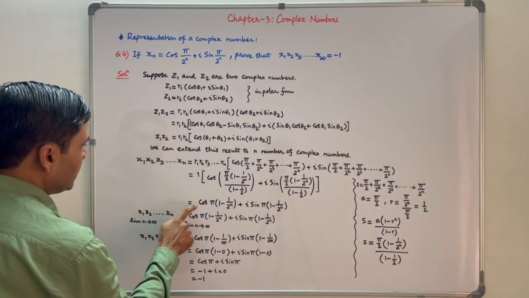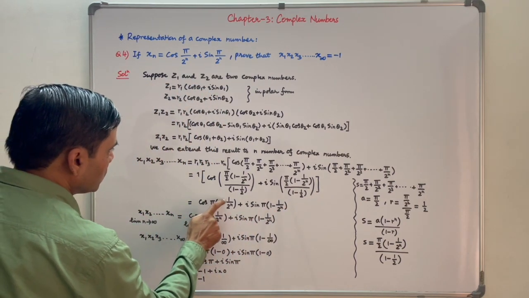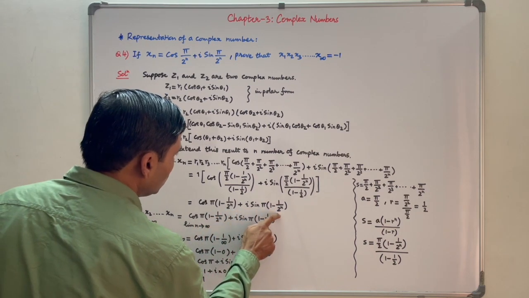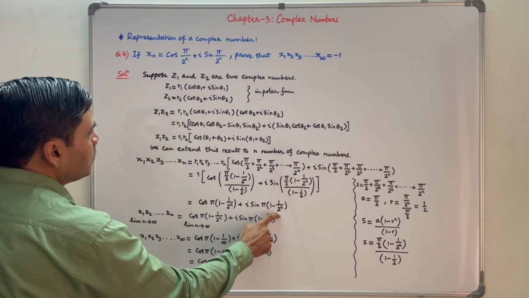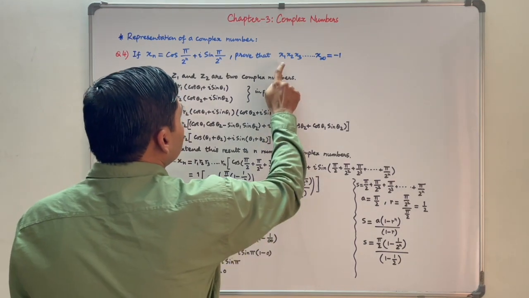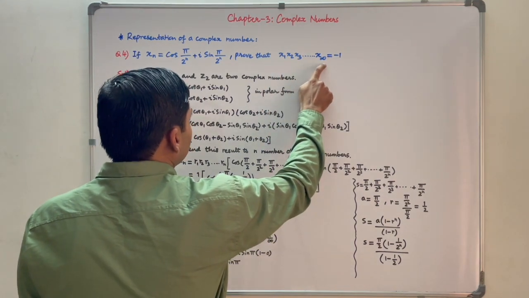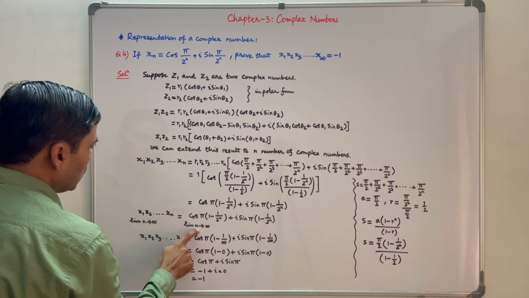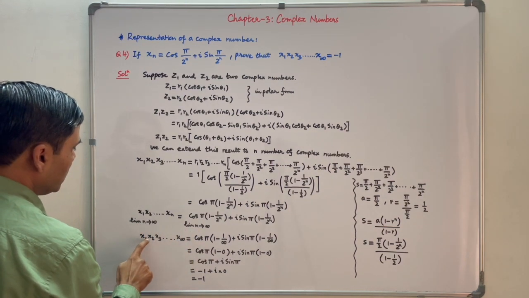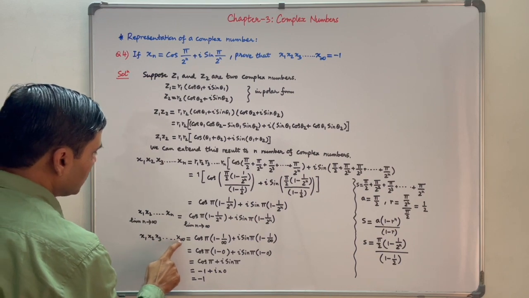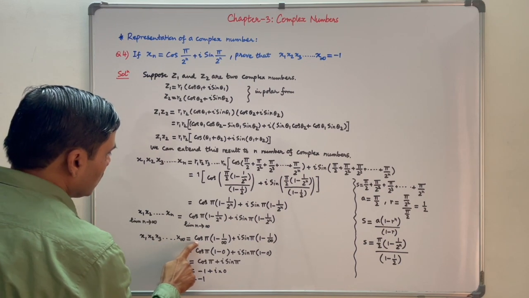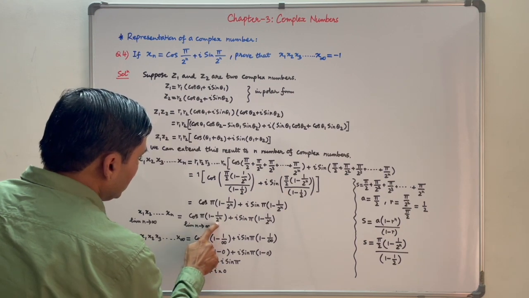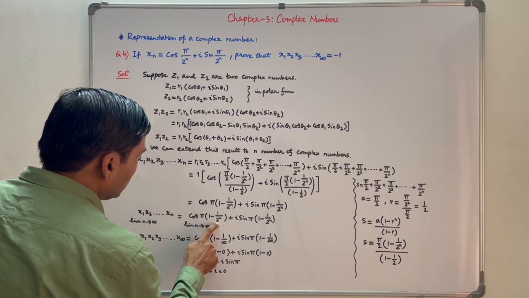This can be simplified as cos of pi into (1 minus 1 by 2 to power n) plus i sin of pi into (1 minus 1 by 2 to power n). We have to get the value of infinitely many terms multiplied together. So we will take the limit n tends to infinity on both sides. So x1, x2, x3 and so on up to x infinity is equal to cos of pi into (1 minus 1 by 2 to power infinity), and 1 by 2 to power infinity will be equal to 0.